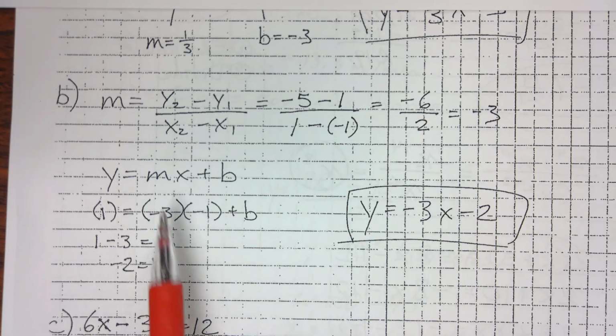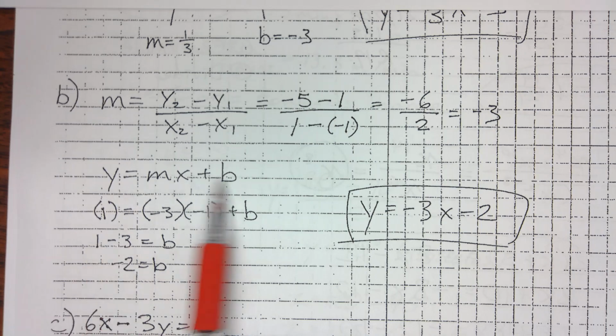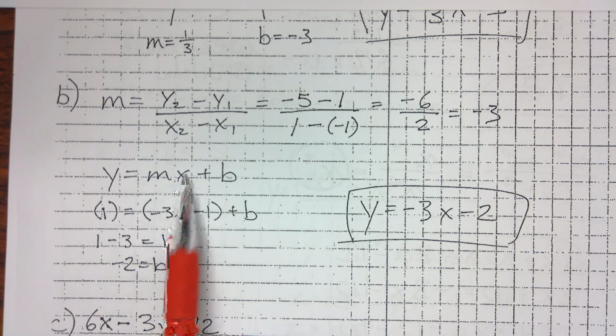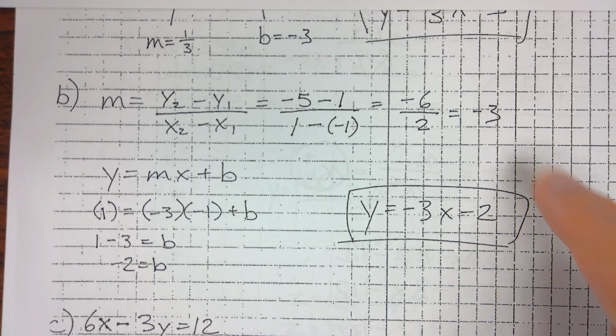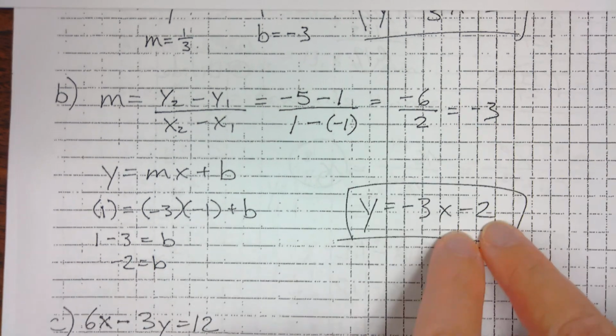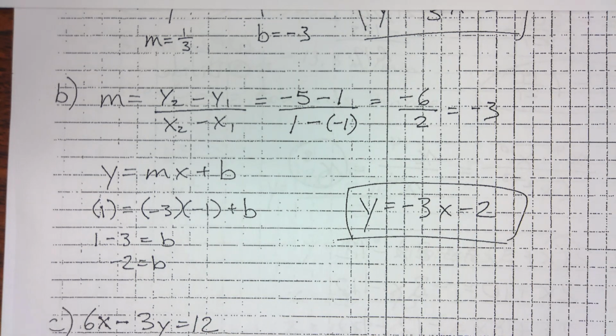Even for this class, I've seen you guys make silly mistakes like this, and you've just left it as a fraction. Okay. Choose one of the points, substitute it into y equals mx plus b. So m is -3, x is -1, y is 1. So then when you multiply this, you get 3. Move it over. 1 minus 3 is -2. I have my m, I have my b, I have my equation.